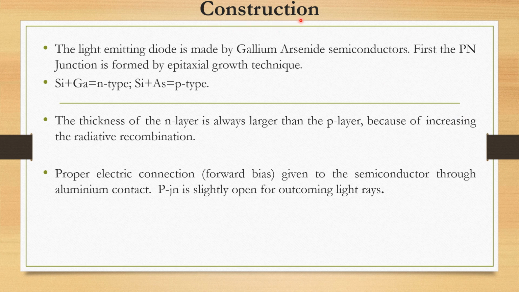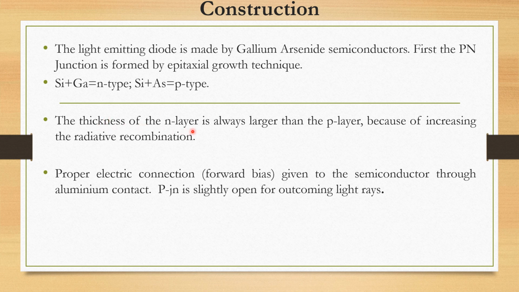Now let us see about the construction. The light emitting diode is basically made by gallium arsenide semiconductor. First, the PN junction is formed by epitaxial growth technique. Here, the same silicon material is being taken, and when it is doped with gallium, it will turn into an N-type semiconductor. And when silicon is doped with arsenide, it will turn into a P-type semiconductor. And hence it forms a gallium arsenide semiconductor.